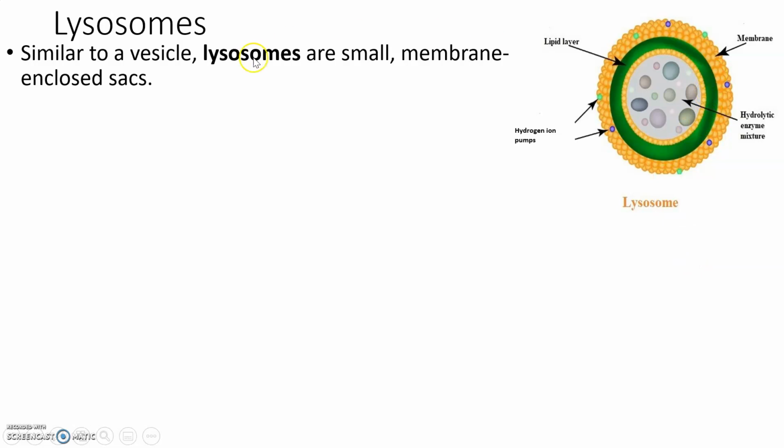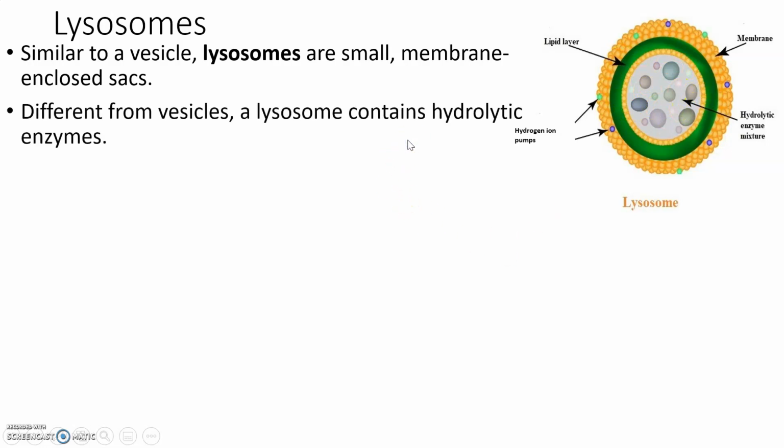So very similar to a vesicle. In fact, they kind of are vesicles. A lysosome is just a small membrane-enclosed sac. So we see that here, the yellow phospholipid heads, the green phospholipid tails. There's our phospholipid bilayer. And it's just a sac that kind of floats around within the cell.